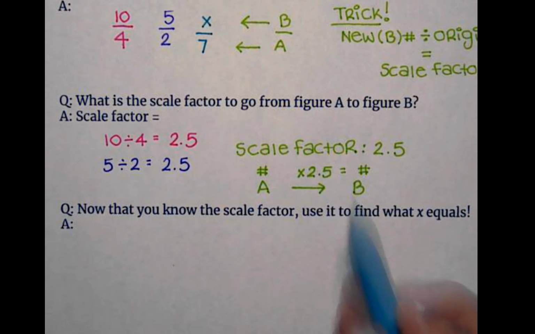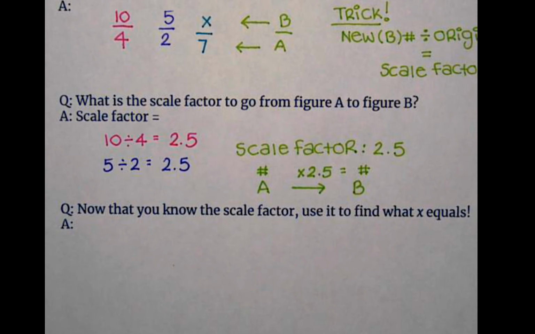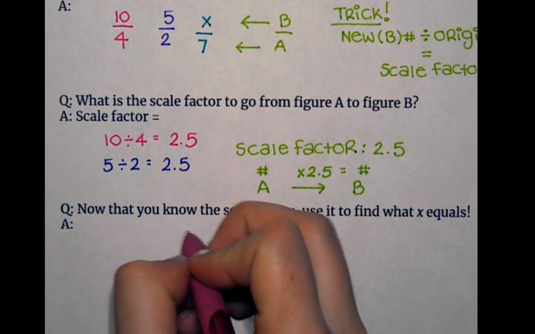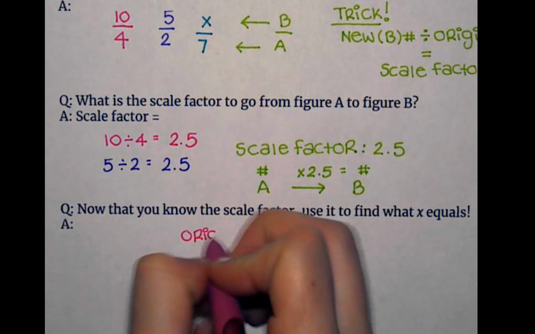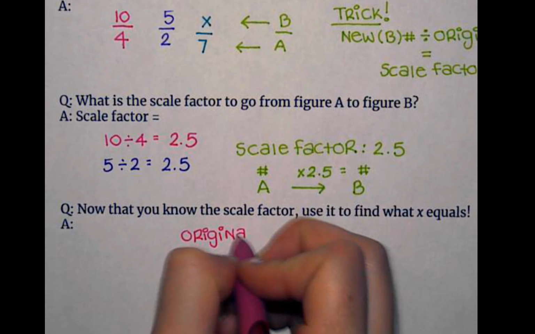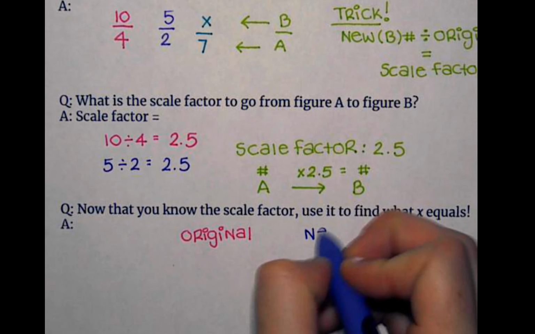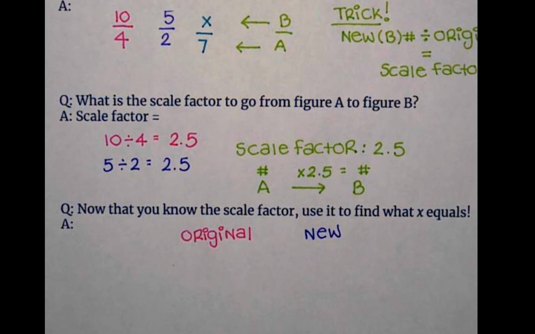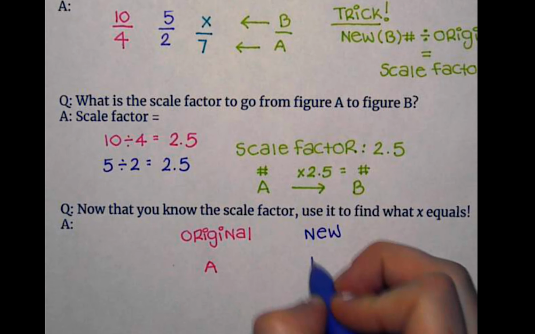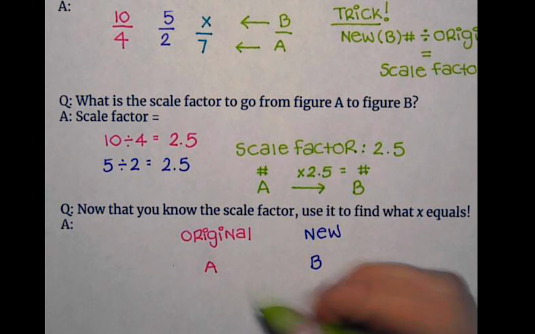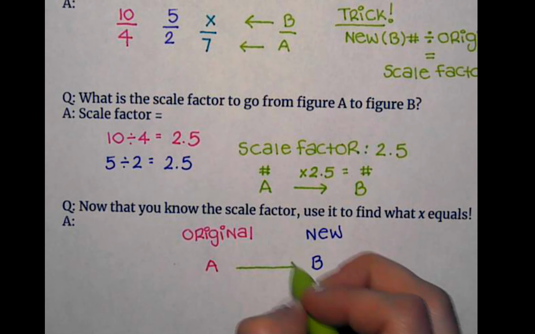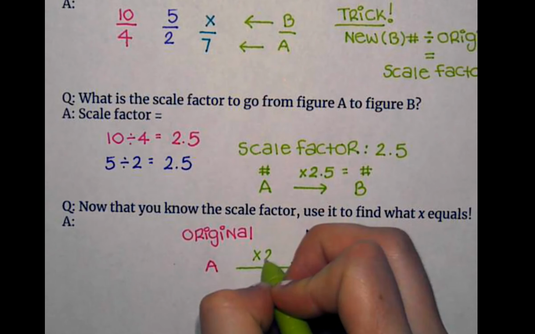Alrighty, for this next problem, we know the scale factor. We've found it already. And we'll do original here and new right over here. We know that our original is A and our new is B. In order to go from one to the other, like we said in the last problem, we have to times by 2.5.